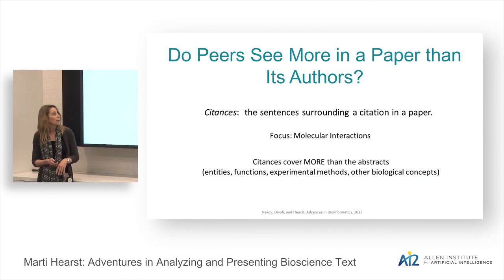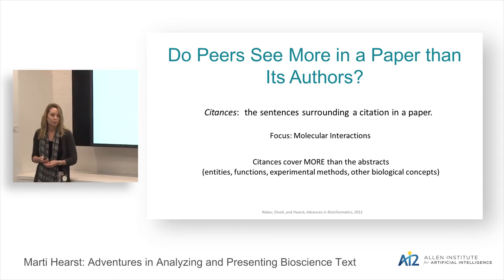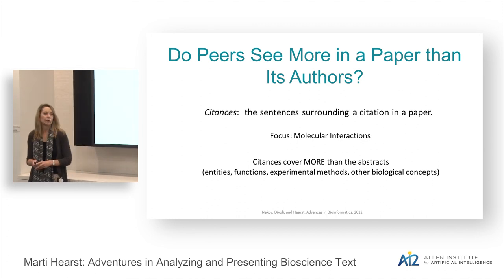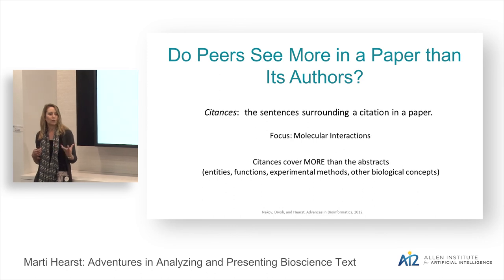We then did a later analysis, which was reported in a paper called "Do Peers See More in a Paper Than Its Authors?" The question here was, authors write a paper, they put stuff in the abstract. They don't necessarily know what's going to be important to the people that read the paper later. Also, there's stuff you might put in the main paper that's inappropriate to put in the abstract, like, say, the experimental methods. It's just maybe not standard to put that in the abstract. You'd get your paper rejected if you did that.